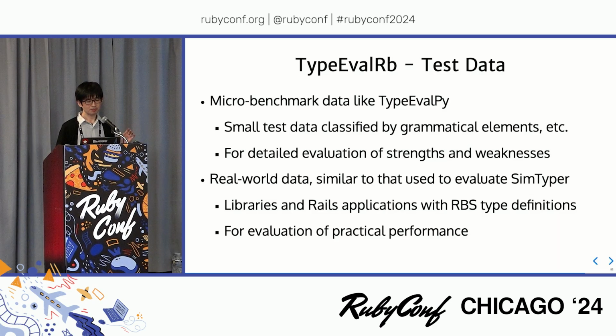For real-world data, it would be better to follow SymType's evaluation and use Ruby libraries and Rails applications with RBS type definitions. An evaluation using these data should be able to measure practical performance.